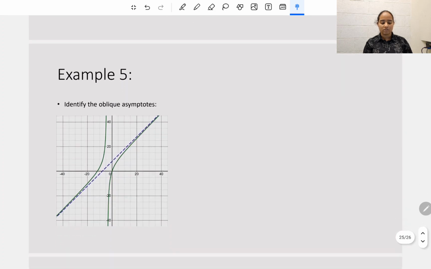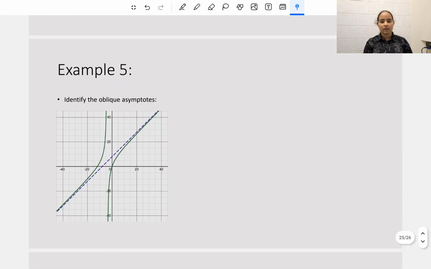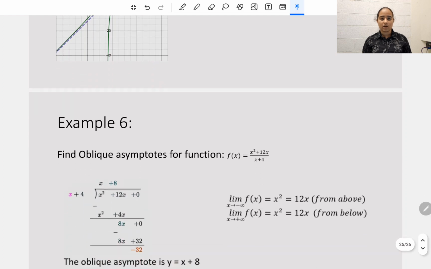Identify the oblique asymptote. Of course, by looking at the graph, you cannot determine the equation of the oblique asymptote. However, we can analyze the behavior. As we can see, as the function approaches infinity, it gets infinitely closer to the oblique asymptote. This is an important thing to keep in mind. Now, let's look at our last example.